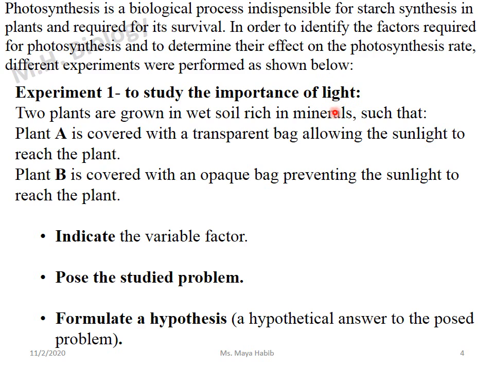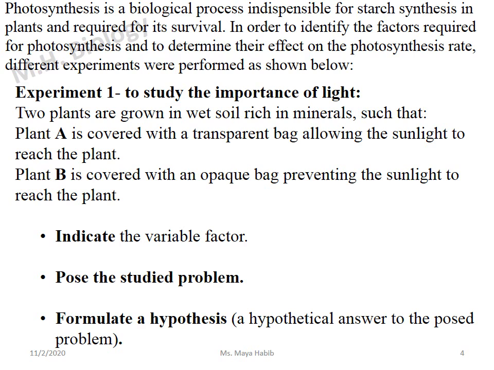2 plants are grown in wet soil rich in minerals, such that plant A is covered with a transparent bag allowing the sunlight to reach the plant. Plant B is covered with an opaque bag preventing the sunlight from reaching the plant.